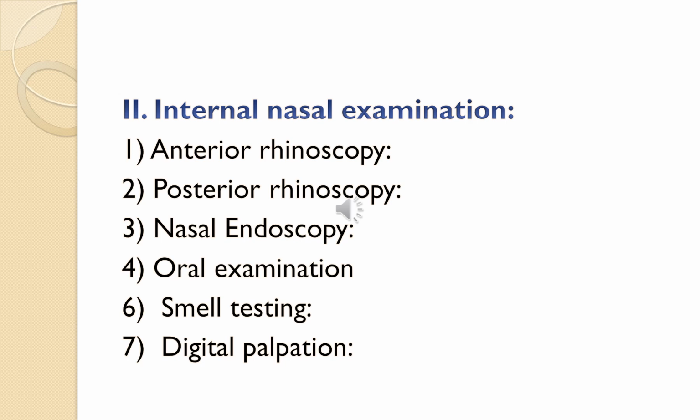We have the rigid and the fiber-optic endoscope. The rigid endoscope is used for diagnosis and surgery, whereas the fiber-optic one in the nose is mostly just for diagnosis. Through nasal endoscopy, you can examine the whole nasal cavity, whereas anterior rhinoscopy will just examine the anterior third of the nasal cavity. So nasal endoscopy is a must for examination nowadays.